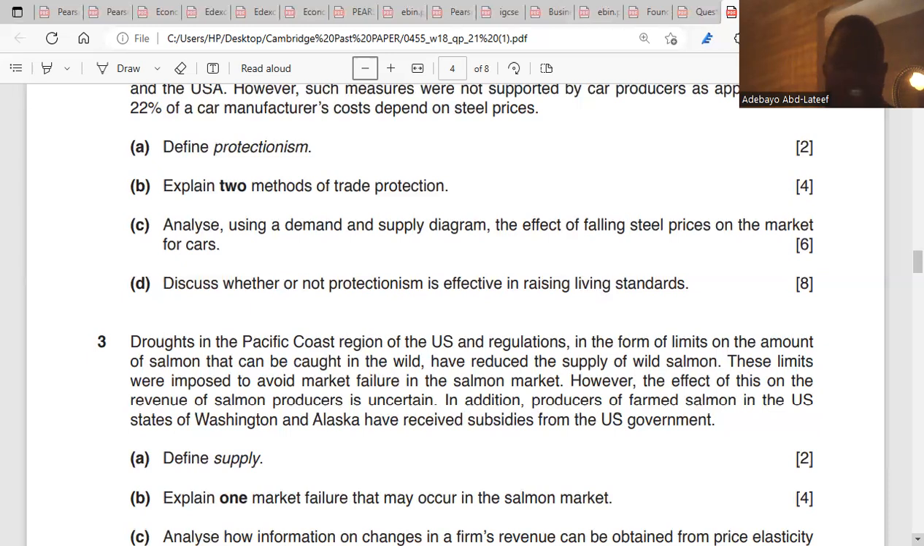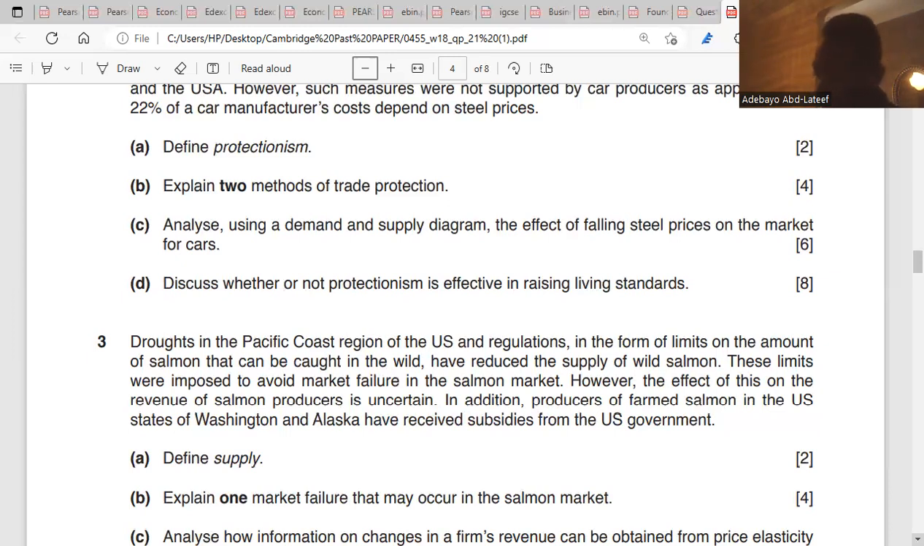Discuss whether or not protectionism is effective in raising living standards. I said yes, based on the following reasons. When there's protectionism, it means that local firms are able to increase their output as local consumption will rise. So that means we won't be able to import things into the country. So we have to make do with the local production, the domestic production. And this is good for businesses because they will be able to increase their revenue.